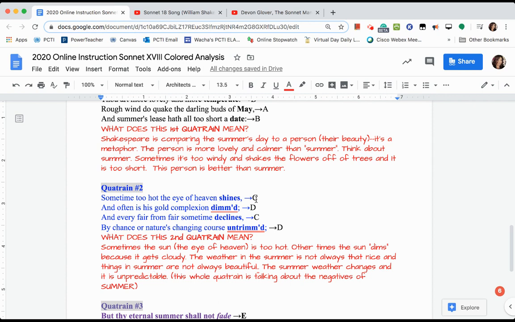I forgot to mention this in the first quatrain, the rhyme scheme. So here I have it labeled so that you can see shines rhymes with declines, dimmed with untrimmed. I have it labeled CD.